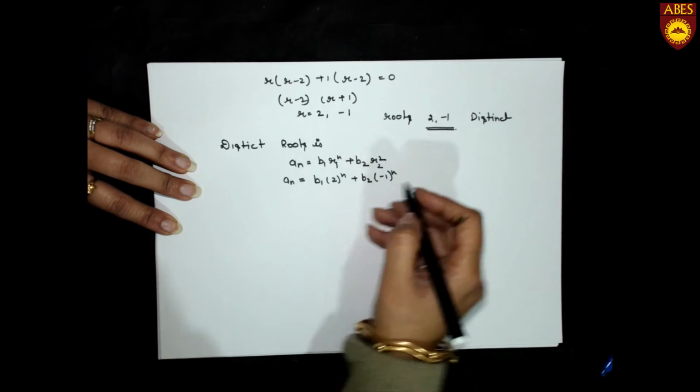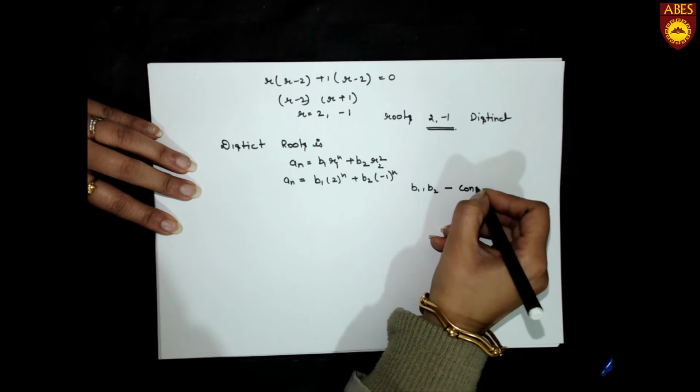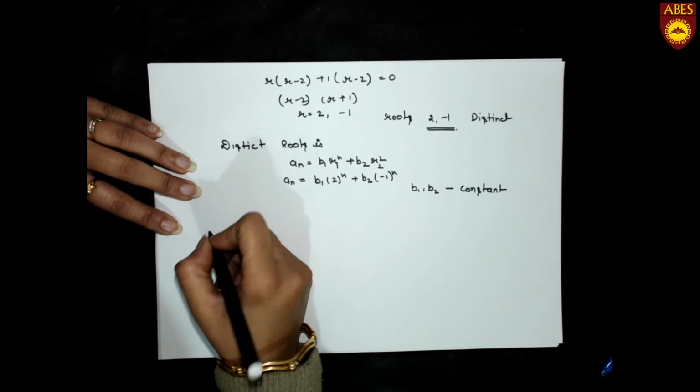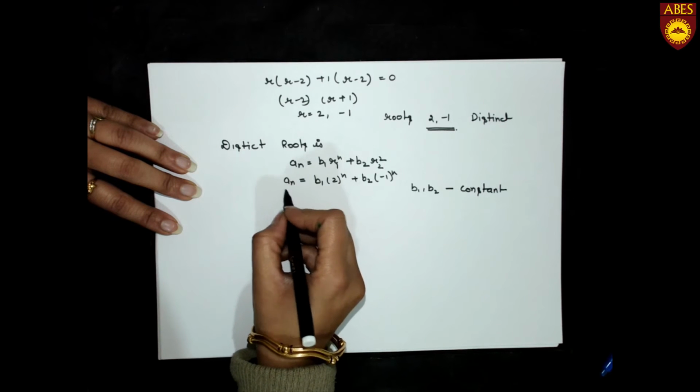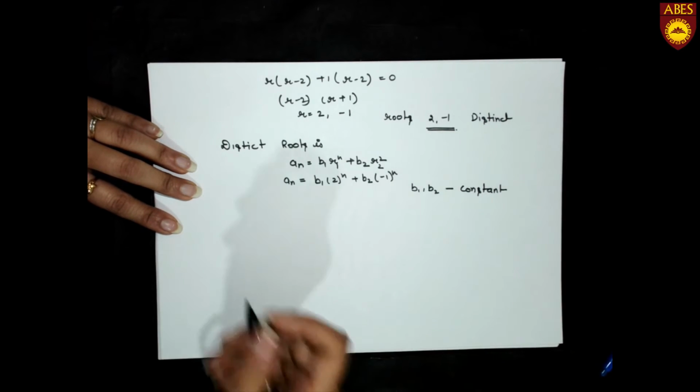Here b1 and b2 are constants. We can find the values of b1 and b2 when the initial conditions are given, meaning the values of an are given.